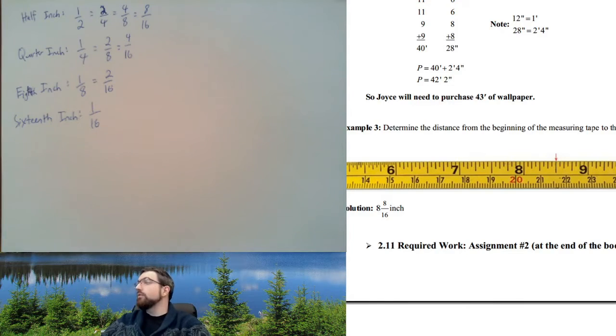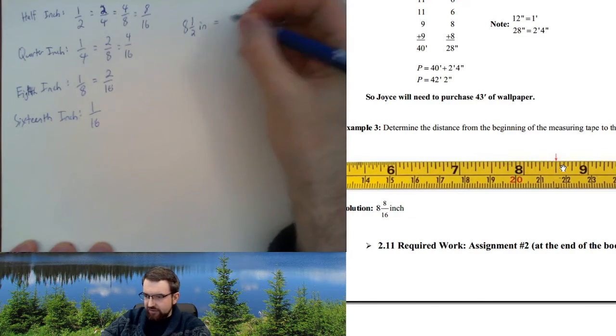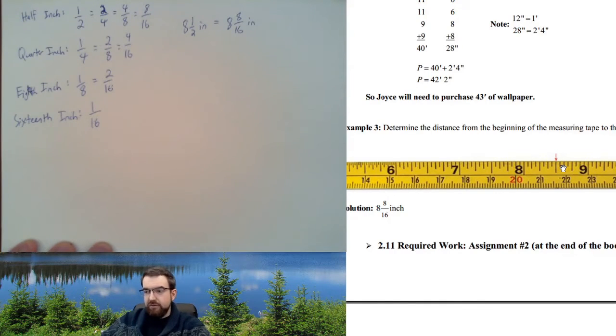So just to bounce over and answer a question in your notes, that's why it's 8 and 8/16 over here. Because it's 8.5, like we see over here, but a half inch is the same as 8/16. So we could say 8 and 1 over 2 inches is the same as 8 and 8 over 16 inches, because 8 over 16 is the same as 1 over 2.